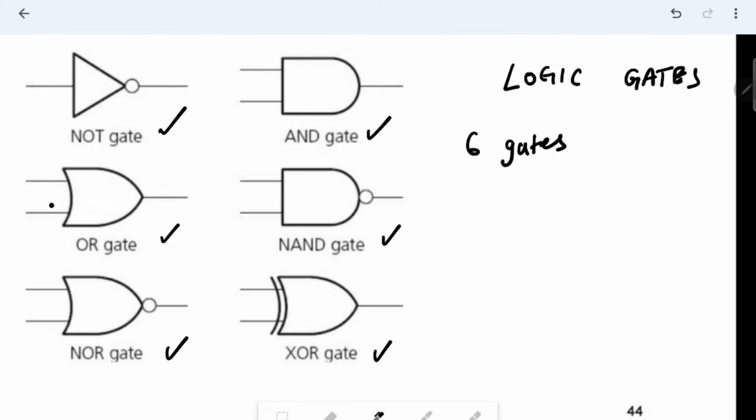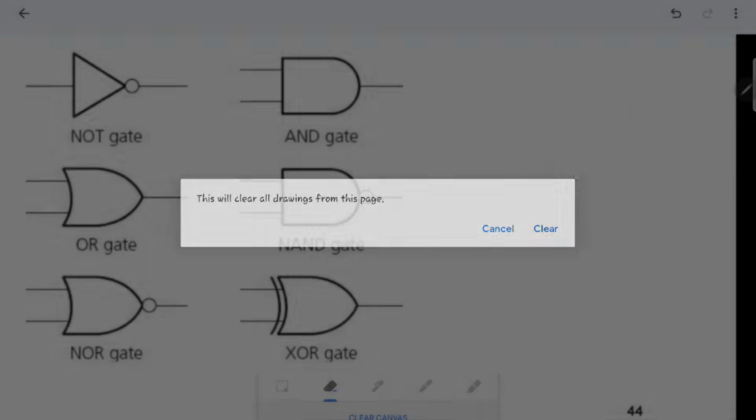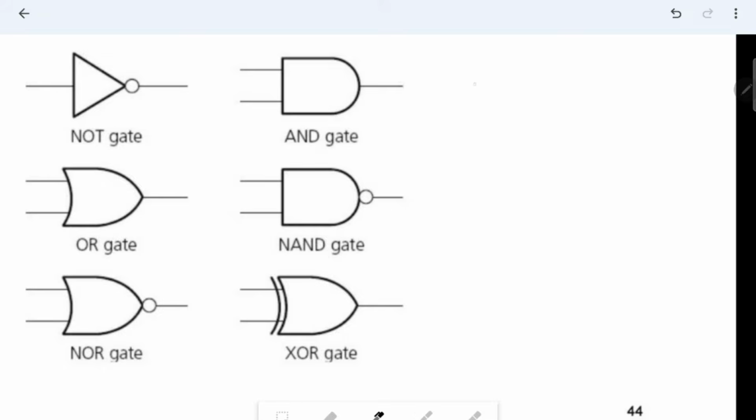Now in today's video we're going to be having a look at the logic gates, and we're first going to start with the explanation of all the 6 gates that you need to know, and then we're going to be following that with some past paper questions so you can understand this much better. So let's begin with the first gate, which is the NOT gate. The NOT gate is simply the easiest gate, so we're going to be starting with that.